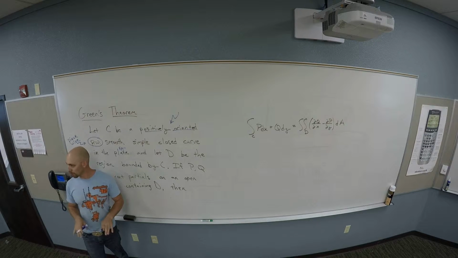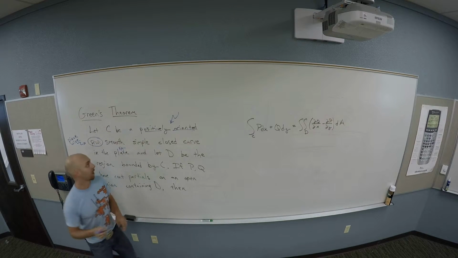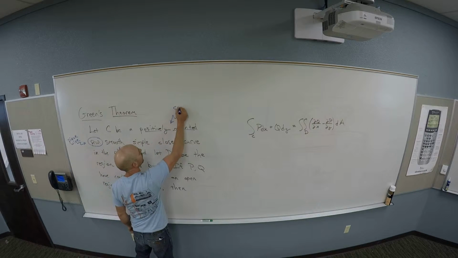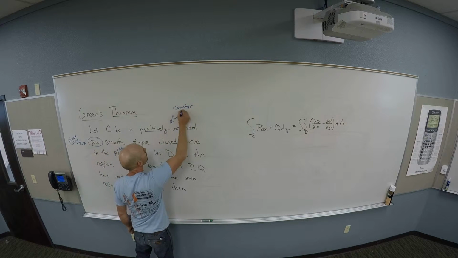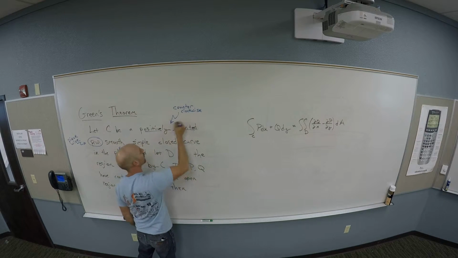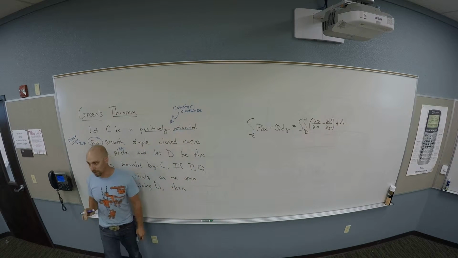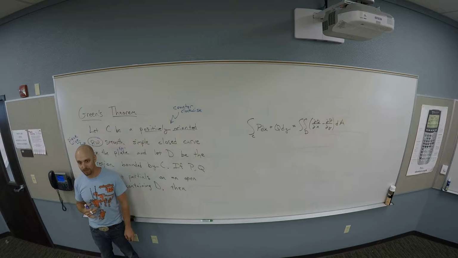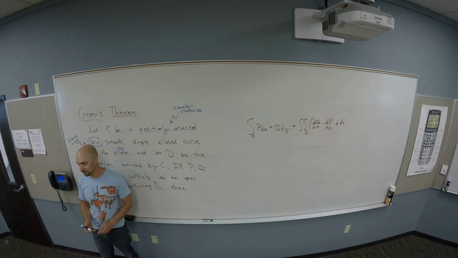And this positively oriented thing is a way of walking around a curve. So what I want you to think here is one direction, yeah, counterclockwise. We're going to talk about exactly that in a second, but let's think counterclockwise. If you look down the z-axis, you should be doing counterclockwise things.